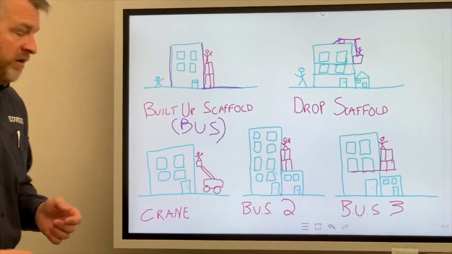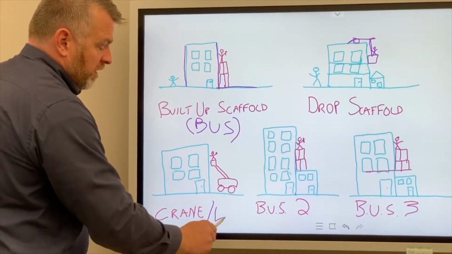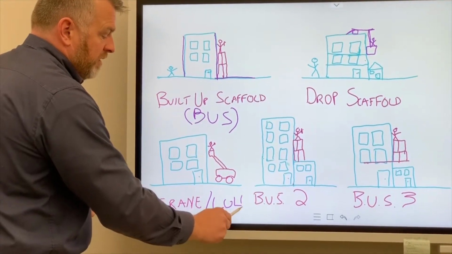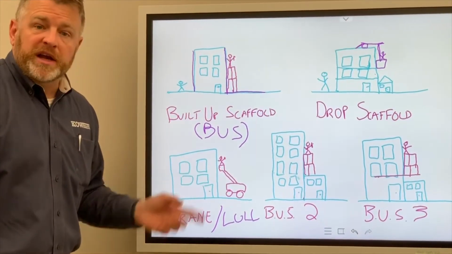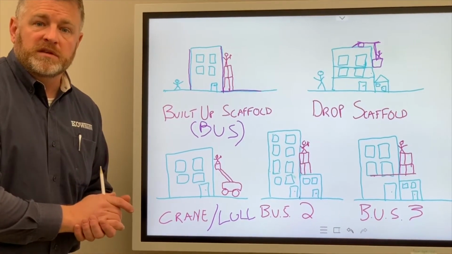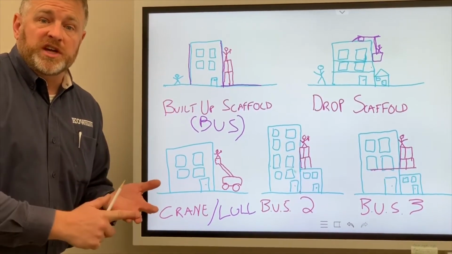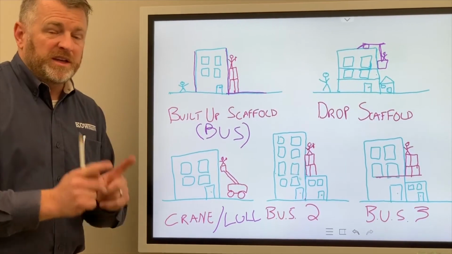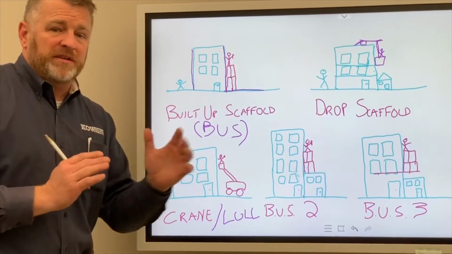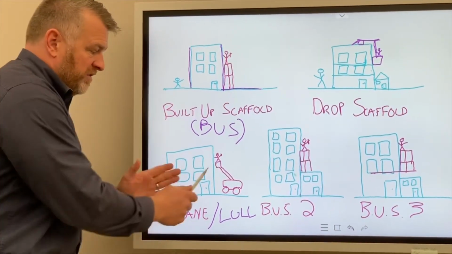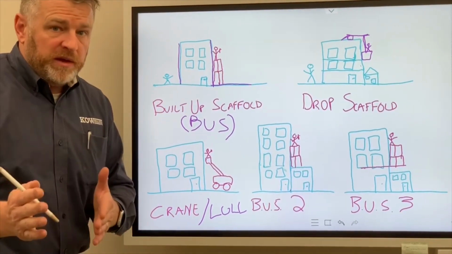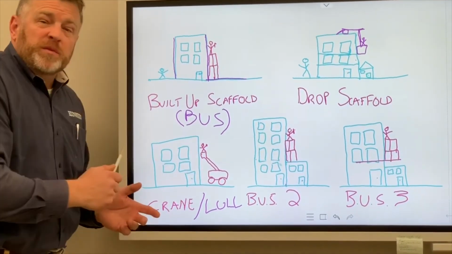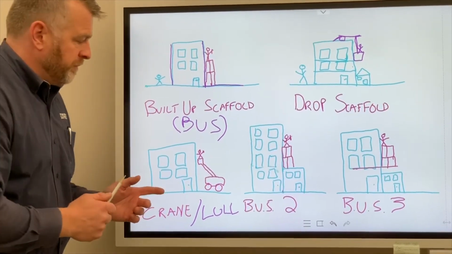Number 3, crane. Sometimes you'll see it called lull, which is actually a product name. You bring something to your site, you put someone in a bucket, and you get them up near the building. Quick, easy, cheap. But you don't really get access to all areas of the building very easily, so it's not very practical. Sure, if you want to do the front of your building, maybe. But getting to all areas of your building, probably not practical.